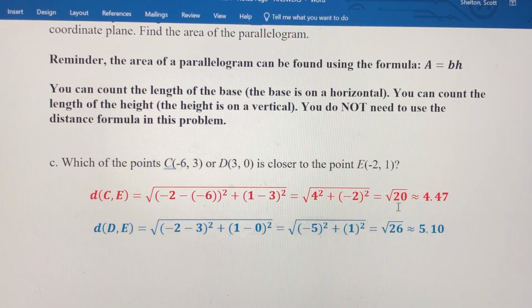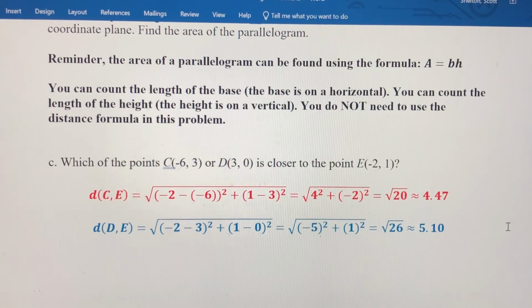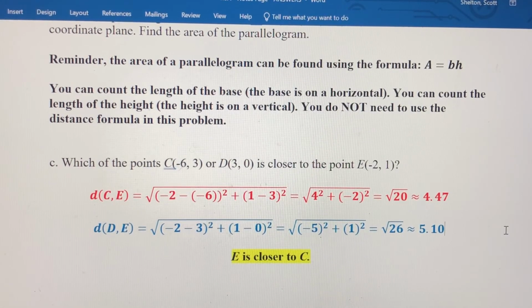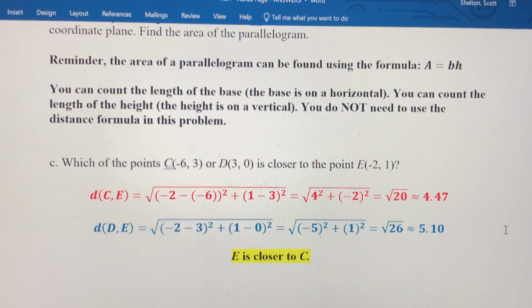Again, you can just compare these radical versions here: the square root of 20 and the square root of 26. If you need the decimal version, fine, but you don't really need it. This number is obviously the lower of the two. That means C is going to be closer to E than D was. So that's how you use the distance formula to determine whether one point is closer to another.